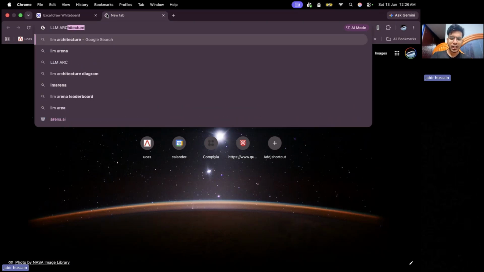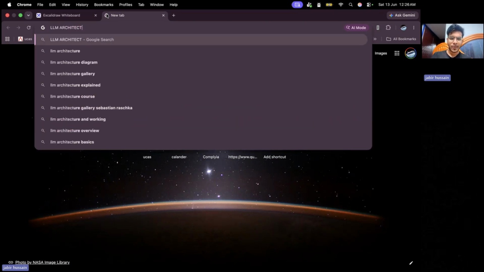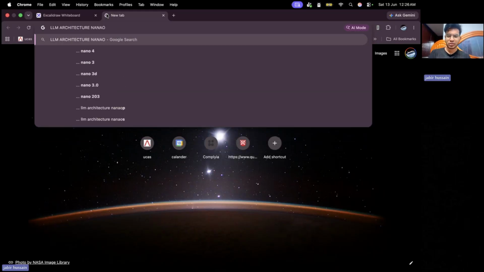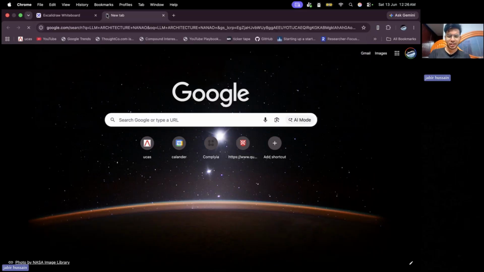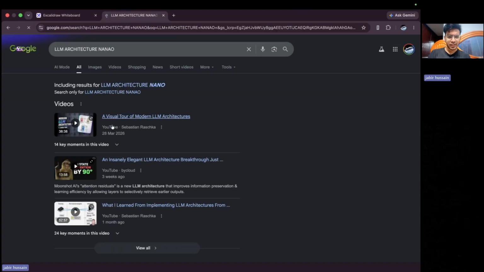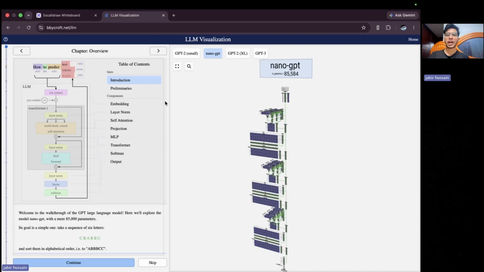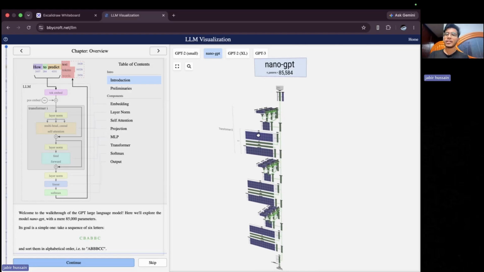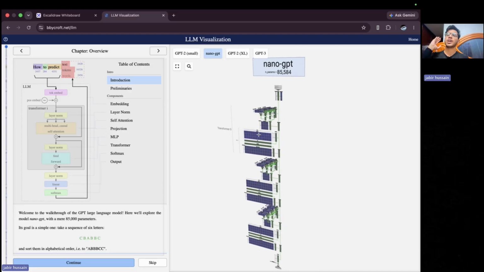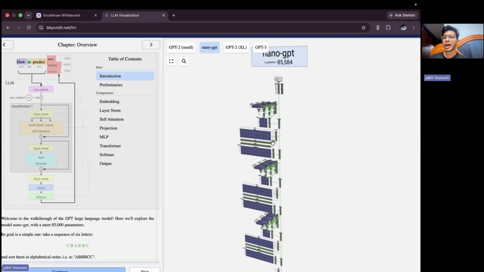So, LLM architecture and nano, I think there's an overview. Let me see. There's a website. Yep, I think this one. Here you will see this website is responsible for showing how LLM architecture works. And if you see Nano GPT, Nano GPT is the oldest model of GPT. This is how the architecture of Nano GPT looks.